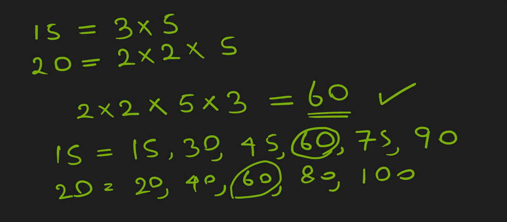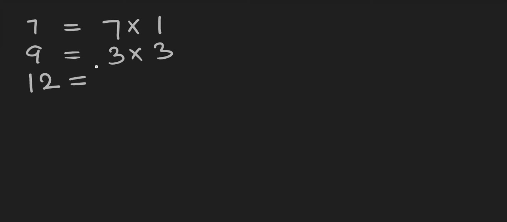Let's work out some more examples. Now, let's find the LCM for 7, 9 and 12. The LCM of 7, 9 and 12 can be found by prime factorizing these three numbers. 7 can be prime factorized as 7 into 1. 9 can be prime factorized as 3 into 3. 12 can be prime factorized as 2 into 2 is 4, 4 into 3 is 12.